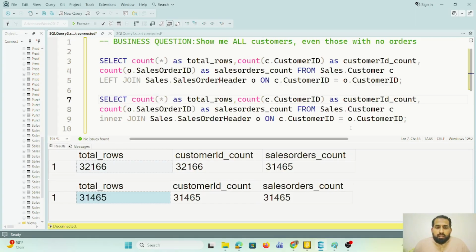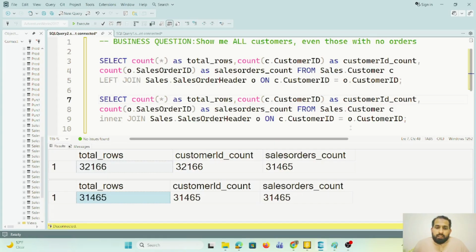So you can see over here that when I use the left join, the total number of rows I have in my data, basically a single row represents a single customer. So the total number of customers, including those customers with no orders, is 32,166.